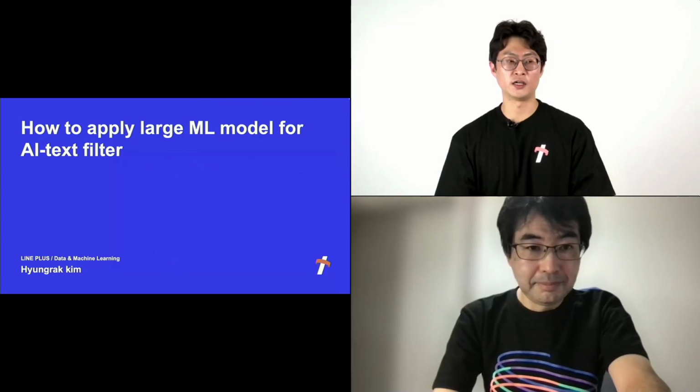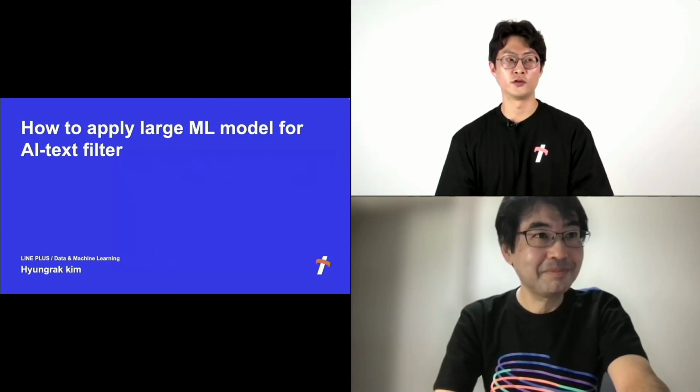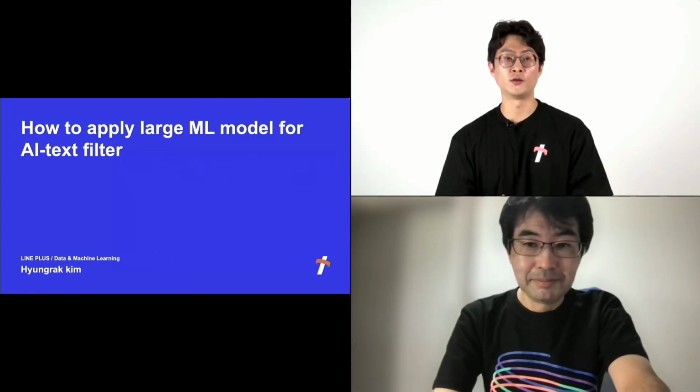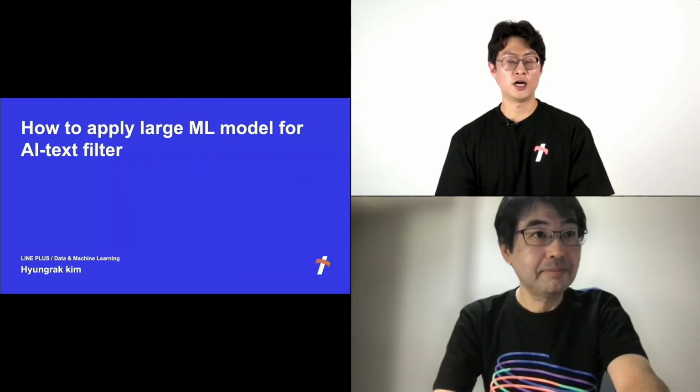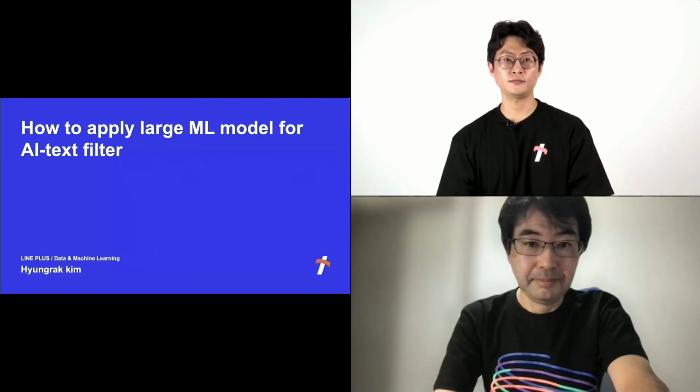And the second is to implement the learning model optimized for GPU. So there are hardware technologies and then software technologies that we can use. Thank you.